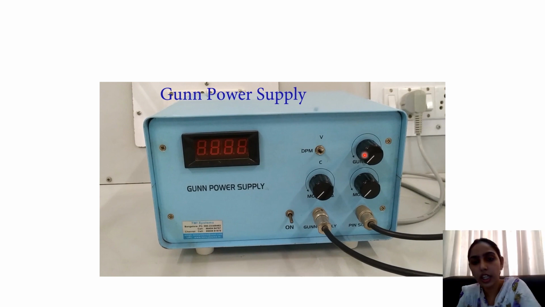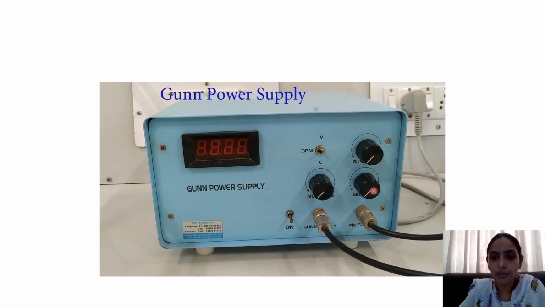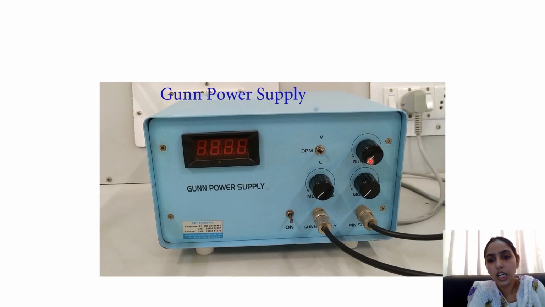This first knob is for the gun diode, and the lower two knobs are for the pin diodes. So the first one is for adjusting the gun voltage. If it is in voltage mode, it indicates the voltage, and the lower two are for the pin diode. This knob is the modulation frequency for the pin diode, and this knob is for the modulation amplitude of the pin diode. And you can see there are two cables for the gun supply and for the pin supply. Using this cable, we are going to supply the gun supply to the gun diode, and from this pin supply we are going to supply the power to the pin diode.